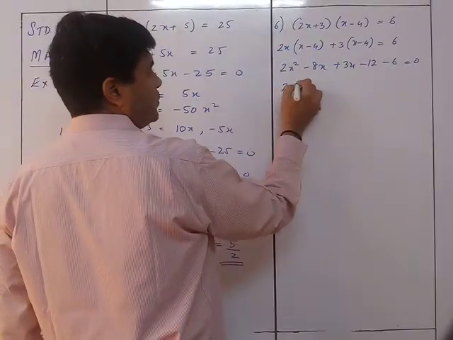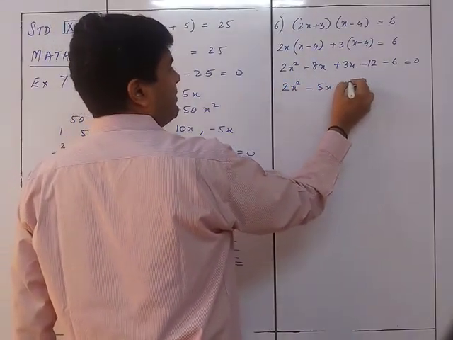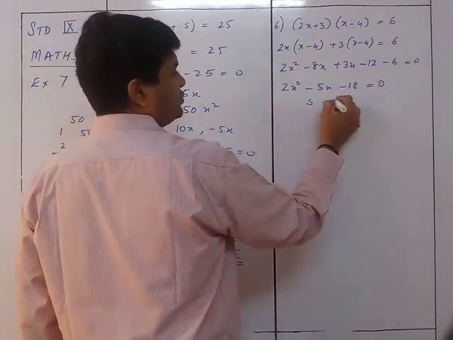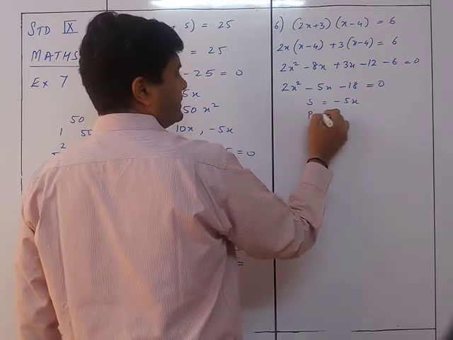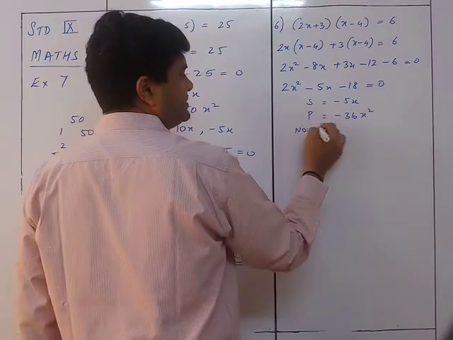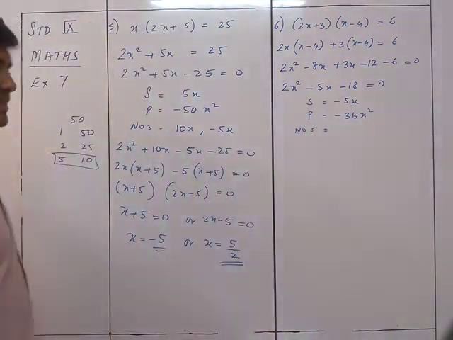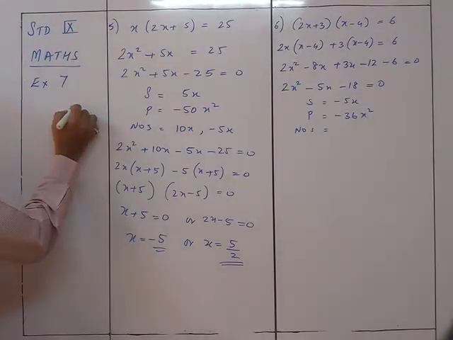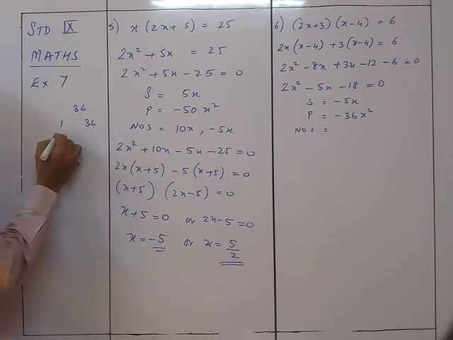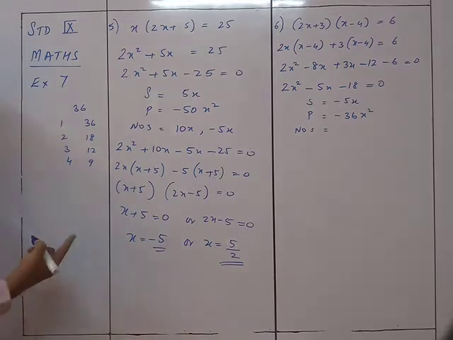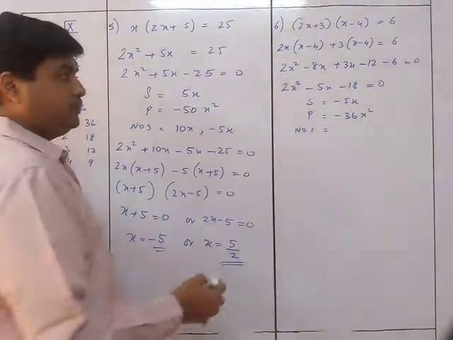This gives us 2x² − 5x − 18 = 0. So the sum is −5x, and the product is −36x². We have to split 36 into two parts: 1 into 36, 2 into 18, 3 into 12, 4 into 9. Yes, 4 into 9. 9 minus 4 is 5.